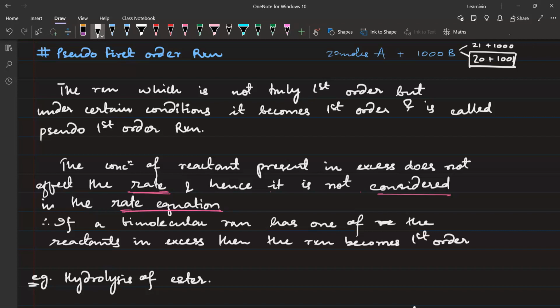तो जो excess में होता है ना, the reactant which is present in excess, it does not affect the rate of the reaction. That is why we don't consider it in the rate law expression. Now, if we have a bimolecular reaction, that means there are two molecules as reactants and one of them is in excess, then the reaction becomes first order, even though it is bimolecular.